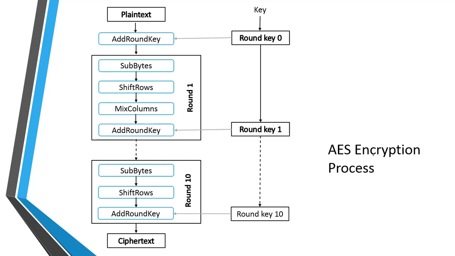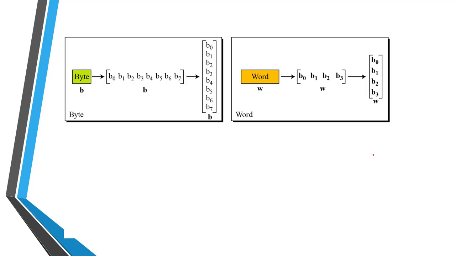And in round 10, except the mix column, all the operations are performed using the key 10 of the round. Next, we will see how the encryption process is done in the AES. So here 1 byte consists of 8 bits.